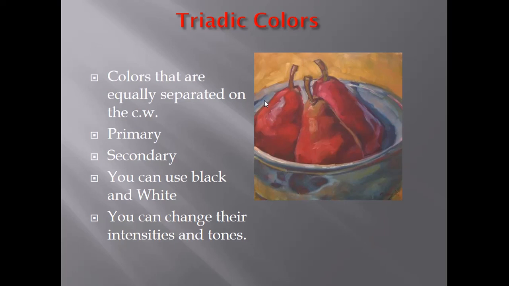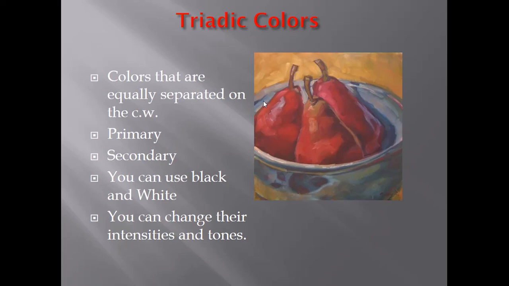Last, we have the triadic colors. And it's interesting that I should label these last, because when we started talking about color, they were the first colors we talked about. The primary colors and the secondary colors. Remember when I put them on the board or on the wheel there, and I connected the dots between them? They made triangles, triads. They sit equally apart from each other on the color wheel.